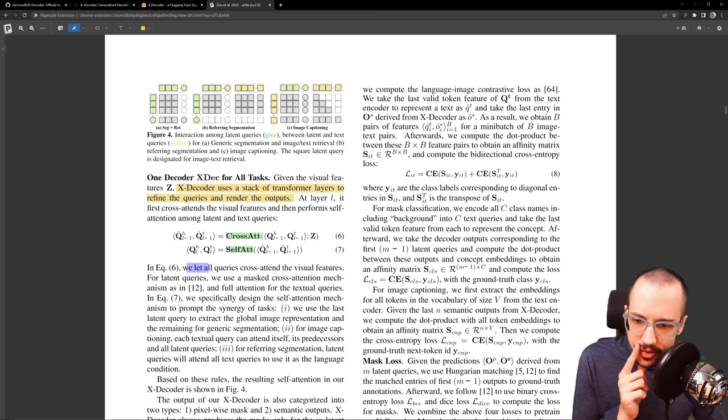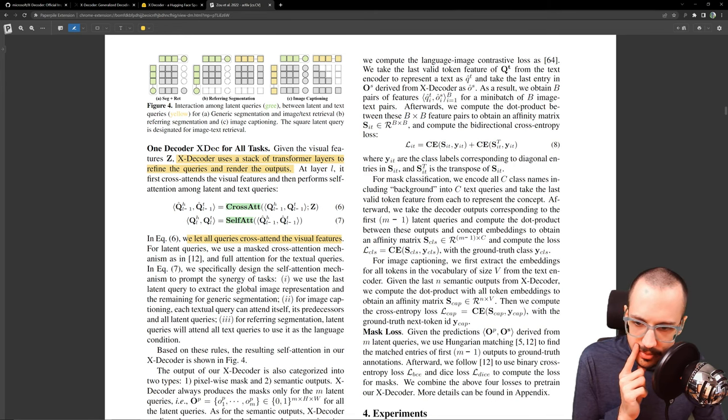So we let all queries cross-attend the visual features. For latent queries, we use a masked cross-attention mechanism and a full attention for the textual queries. We use the last latent query to extract the global image representation and the remaining for generic segmentation. For image captioning, each textual query can attend itself, its predecessors, and all latent queries.